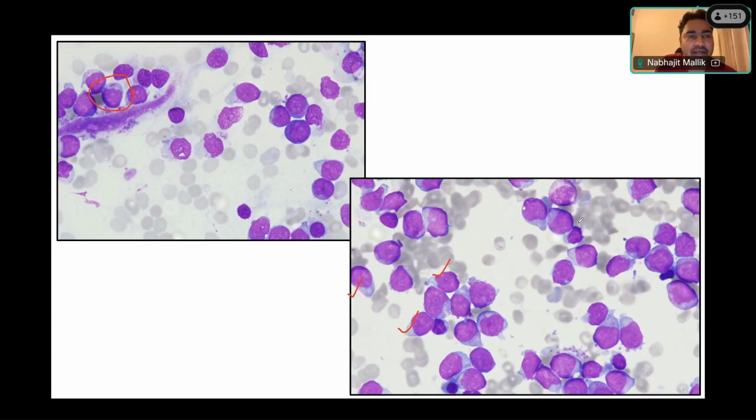And how does it help? How does MPO help? Sir, MPO will be positive in acute myeloid leukemia. Great. Is there any acute myeloid leukemia which can be MPO negative also? The undifferentiated one, yes. M0 or the AML without differentiation is MPO negative, less than 3%. Any other AML which can be MPO negative?